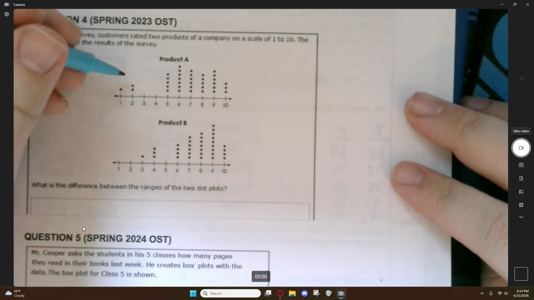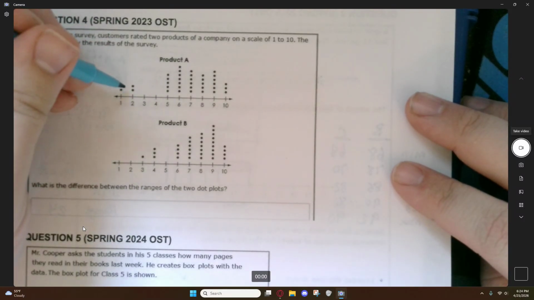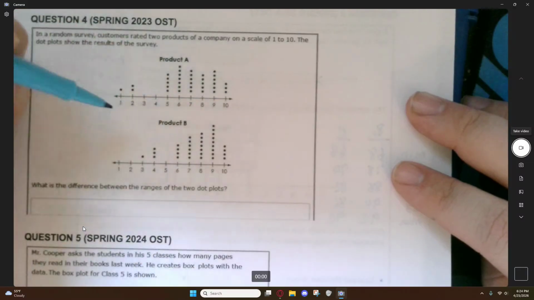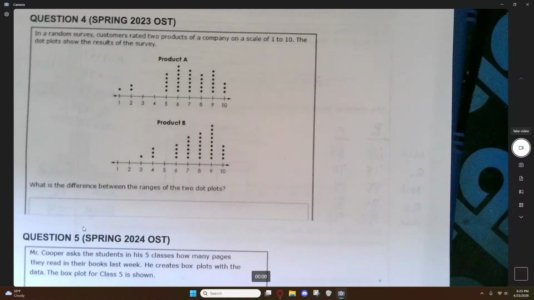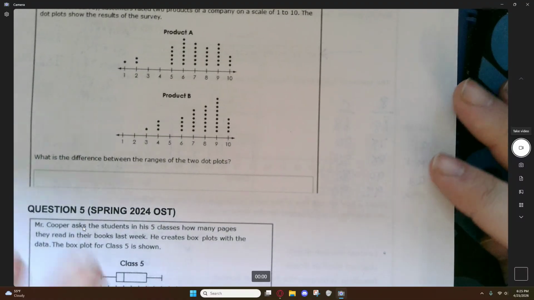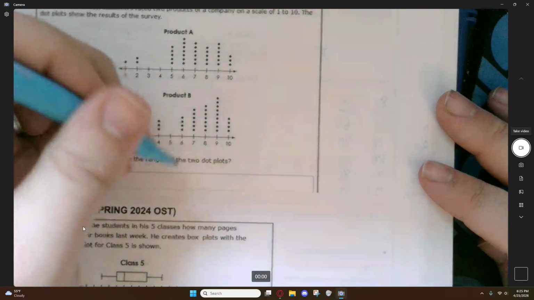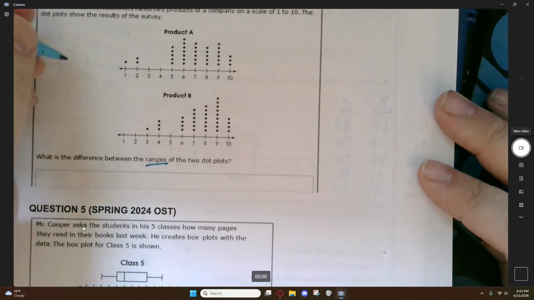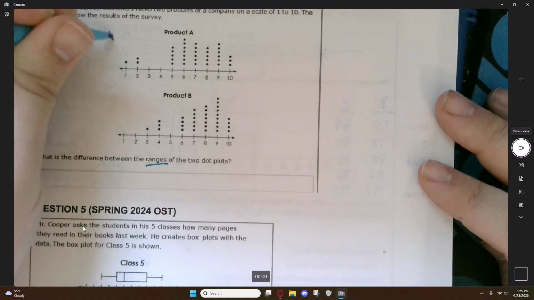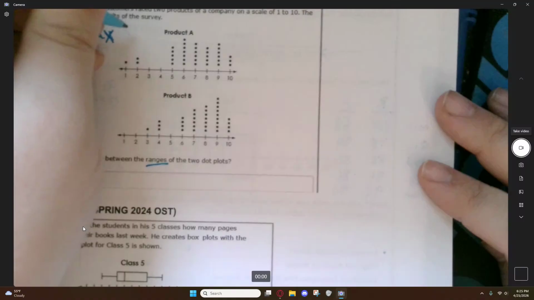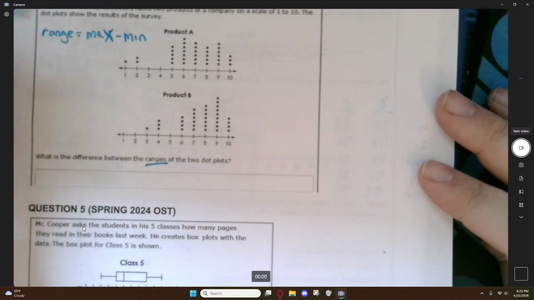So if you've never seen a dot plot before, each dot represents 1. It's kind of like a histogram, but instead of bars, they use dots. But we're not really analyzing too much about what's in the middle of this. All we need to know is the difference of the ranges. And we know that the range of data is the max minus the min. The highest minus the lowest.